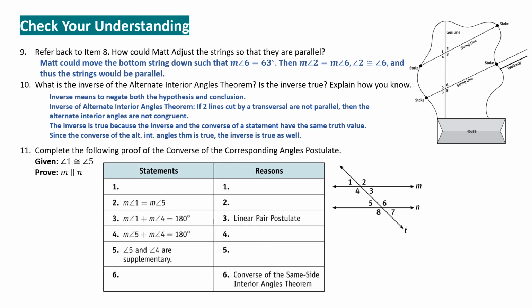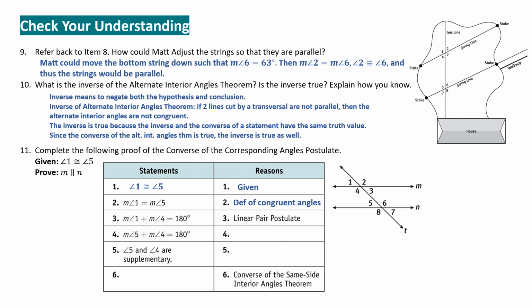So here's what you see in your book. The first statement we know for sure is going to be that given statement, always the given statement. So angle 1 is congruent to angle 5, and the reason is given. Number 2, the measure of angle 1 is equal to the measure of angle 5. That's by the definition of congruent angles.